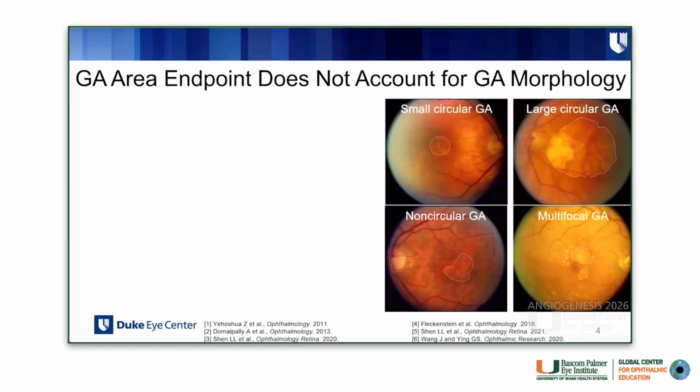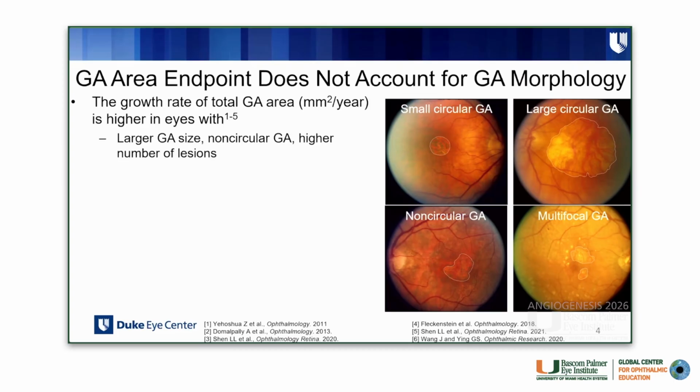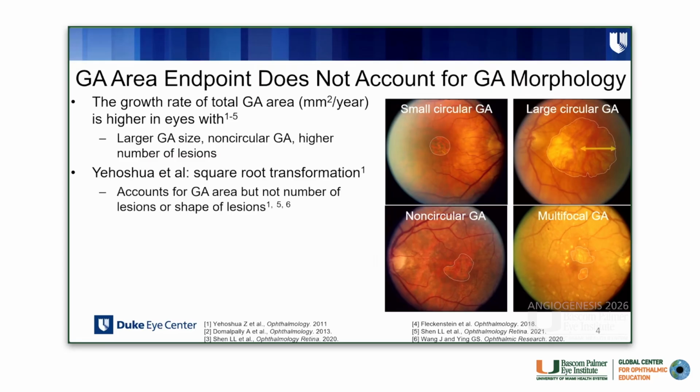One limitation of using the growth rate of GA area as endpoint is that it does not account for the various GA morphologies among individuals. Previous studies have reported that the growth rate of total GA area is higher in eyes with larger baseline GA size, non-circular GA, higher baseline number of lesions, and larger GA perimeter, potentially because those eyes have more at-risk RPE cells near the GA border.